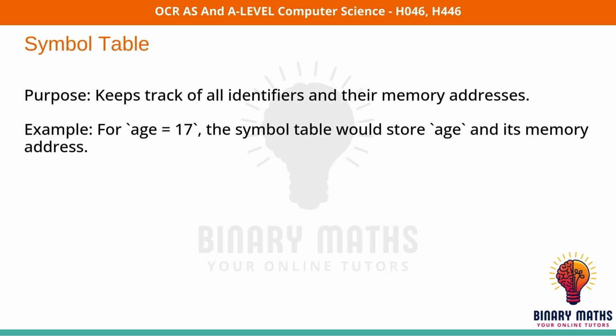The symbol table is a data structure used by the compiler to store information about variables, functions, and other identifiers in the program. It helps the compiler keep track of where each identifier is stored in memory, which is essential for generating correct machine code.